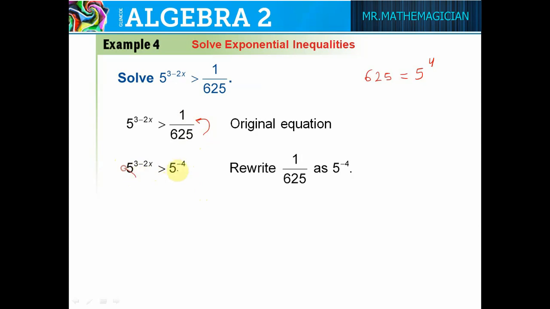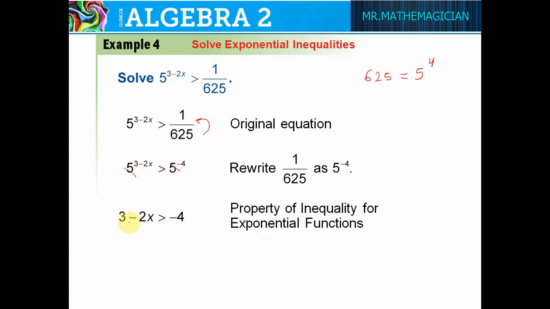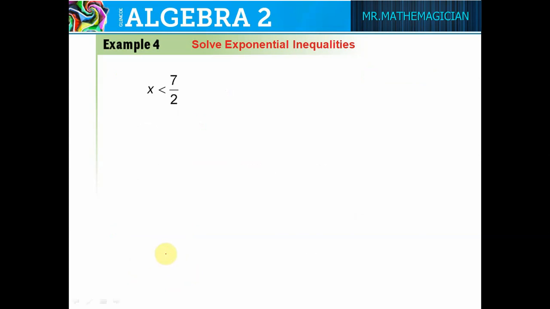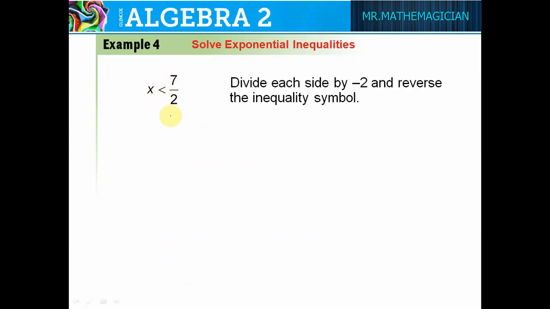So now we can cancel the bases. So 3 minus 2x will be bigger than negative 4. And now we can subtract 3 from the left hand side and 3 from the right hand side. So negative 2x will be greater than negative 7. Now we should divide by negative 2 for both sides. But pay attention, because when we divide by a negative, we flip the direction of the inequality. So it will be x smaller than 7 over 2. So the answer is x smaller than 7 over 2.